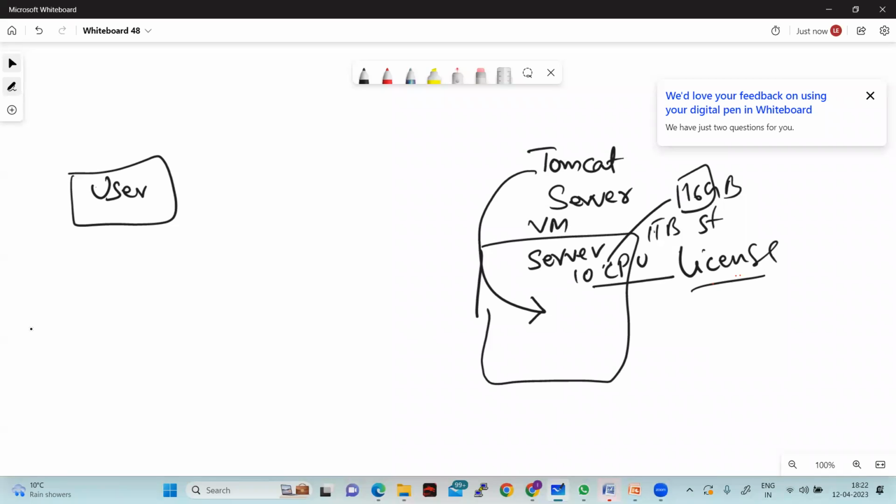Okay, so what you're doing, you are basically having a platform with a configuration of 16 GB of RAM, 1 TB of storage, and 10 CPUs, and also software, which is a Tomcat server with a license. So now let's say in order to have this Tomcat server, you need to maintain everything yourself.